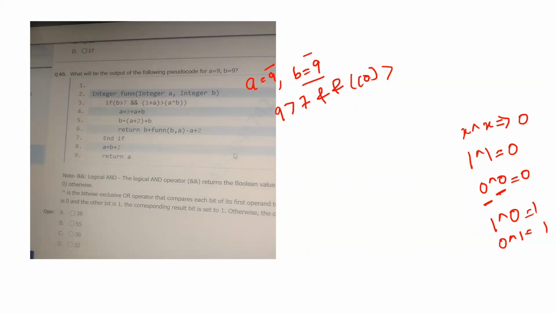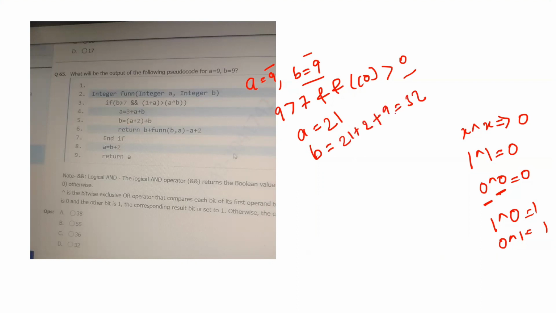So here we have 10 greater than 0, obviously yes, the condition is true. So we'll get into this if condition. Now in this if condition, we are modifying the value of A and B. A equal to 3 plus A plus B. A and B both are 9, 9 plus 9, 18 plus 3, 21, right? And for B we have A plus 2. What is the value of A? This value we have to take, right? 21 plus 2, 23 plus 9.